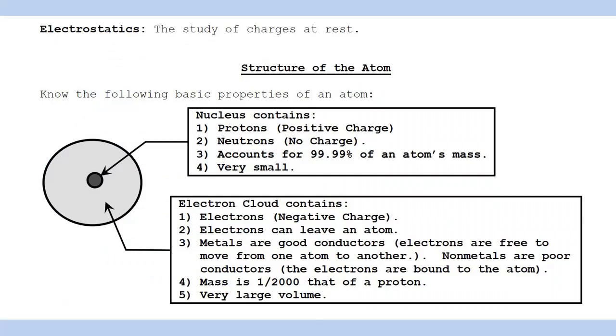Nonmetals are poor conductors of electricity because the electrons are tightly attached to their atoms. So there's no easy sharing of electrons between atoms. Consequently, nonconductors are good electrical insulators, for example, the plastic covering over a light switch. Another thing about the electron is it has a very small mass, and that's one of the reasons why it can leave an atom and go to another atom. However, the electron does account for the volume of the atom. So the volume of all objects is due to the electron cloud.